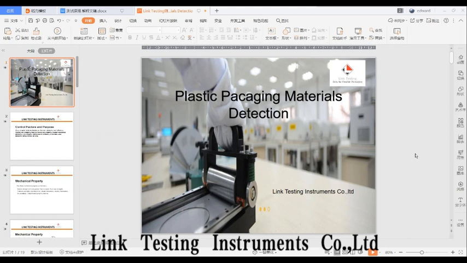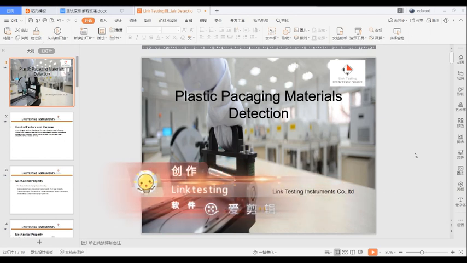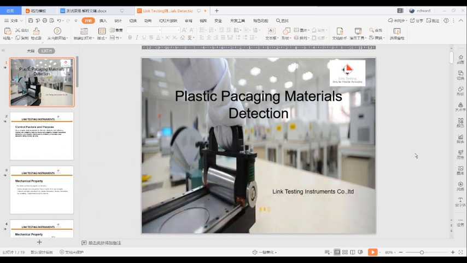I will introduce our instruments and what the function of them is, what the performance of them is, and what properties the customers who use them can get, and who our end users and customers are, and let you know our instruments more clearly. Okay, let's begin.